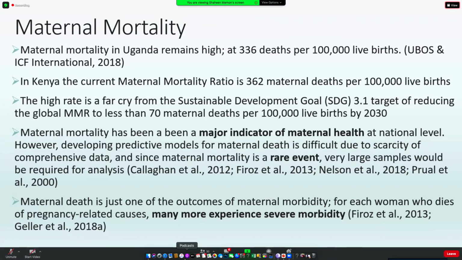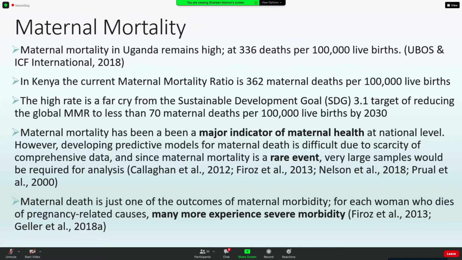Now, for many years, and still currently, maternal mortality is being used as a major indicator of maternal health at national level. However, even though there are many women dying during childbirth, it still doesn't mean that we have enough data to accurately predict maternal death or to accurately estimate the predictors of maternal death. So maternal death is a rare event. Even if you go to a hospital and look at data over 1 year, 2 years, you will find a few hundred deaths, right?